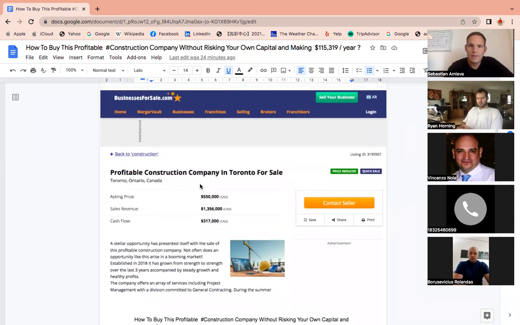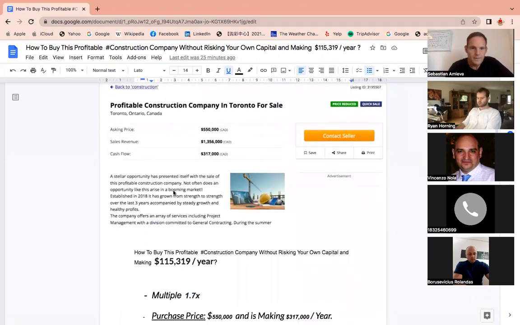As you can see, I picked an example where the asking price is not that big. It's just 550K Canadian dollars, which is not a huge deal, with sales revenue of 1,356K and cash flow of almost 320K. So, pretty decent cash flow.